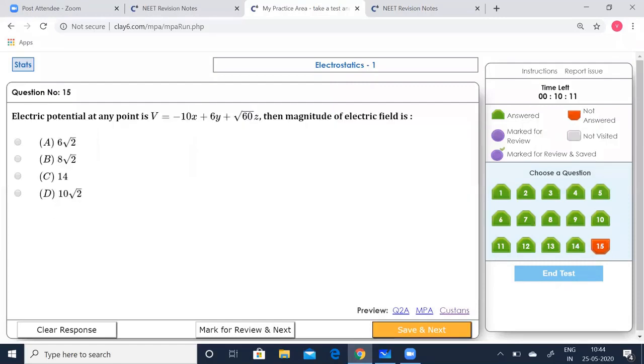Save that. The last question. Electric potential at any point is V equal to minus 10x plus 6y plus root of 60z. Then the magnitude of electric field is what?